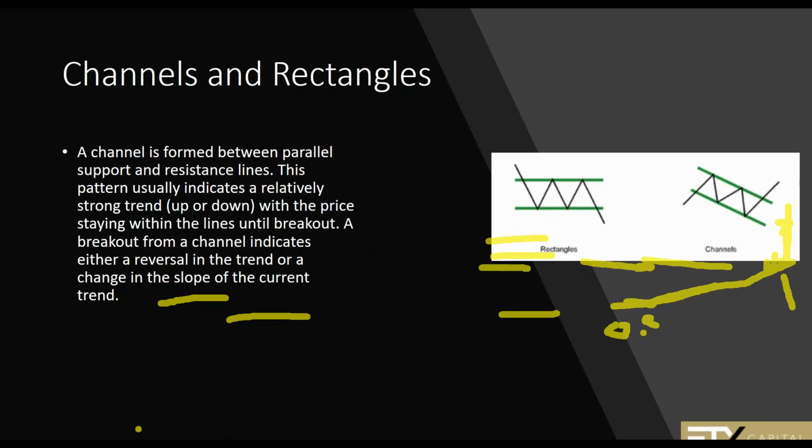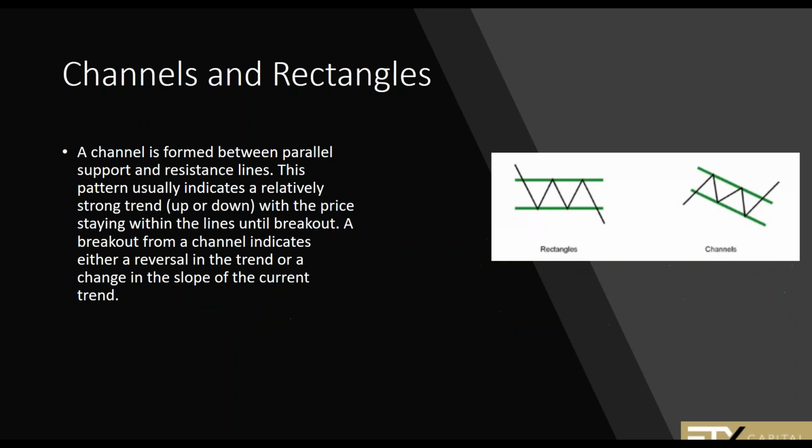Okay. And the same formula holds true whether we're calling something a rectangle, a wedge, or a triangle. These are just other forms of support and resistance developing into a pattern. Now, when we have a rectangle, we have a horizontal support and a horizontal resistance line.